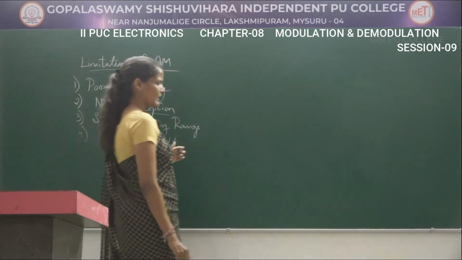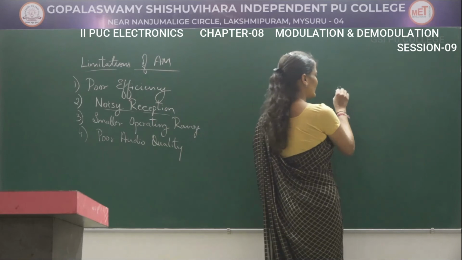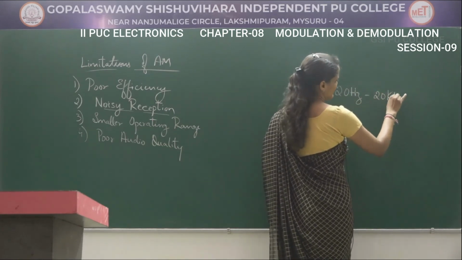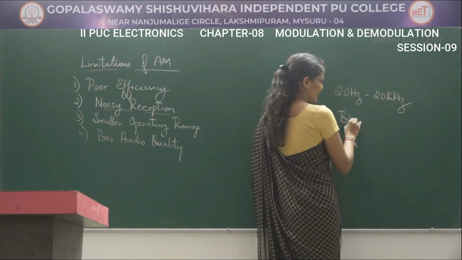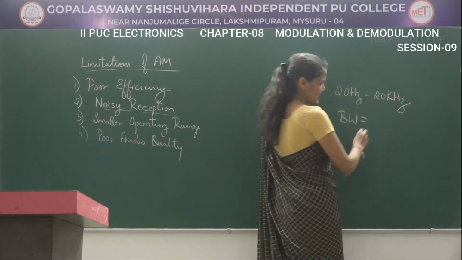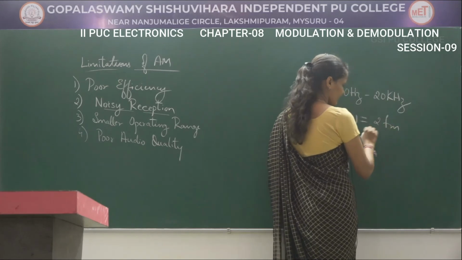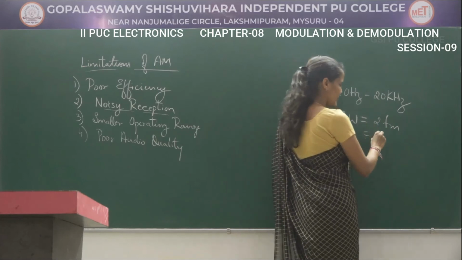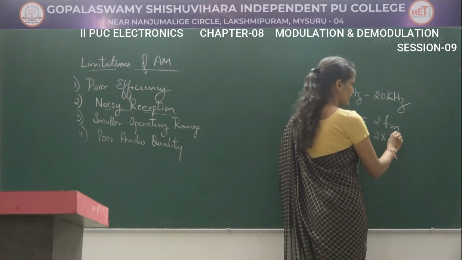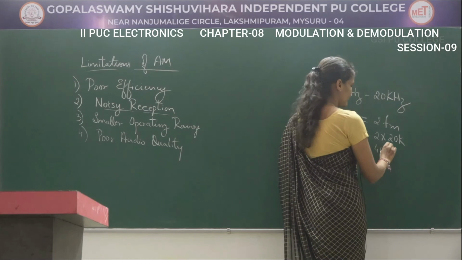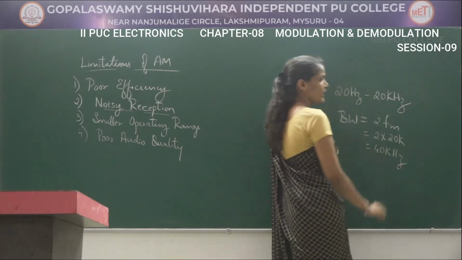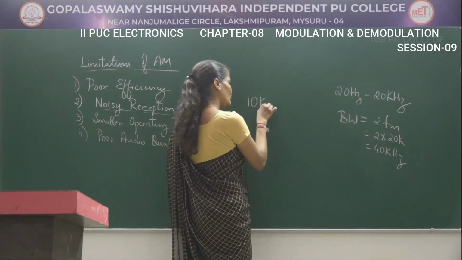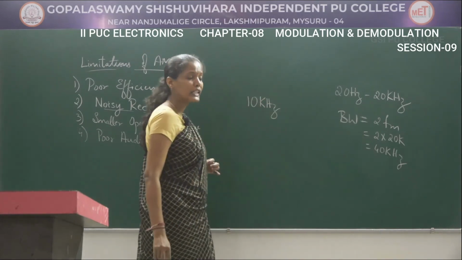Poor audio quality. Audio frequency signals will lie within the range of 20 Hz to 20 kHz. But the bandwidth in amplitude modulation is equal to 2 times fm. If I consider the maximum frequency of an audio frequency signal, then 2 into 20 kHz is equal to 40 kHz. But for amplitude modulation, the bandwidth of the signal is fixed to 10 kHz only.